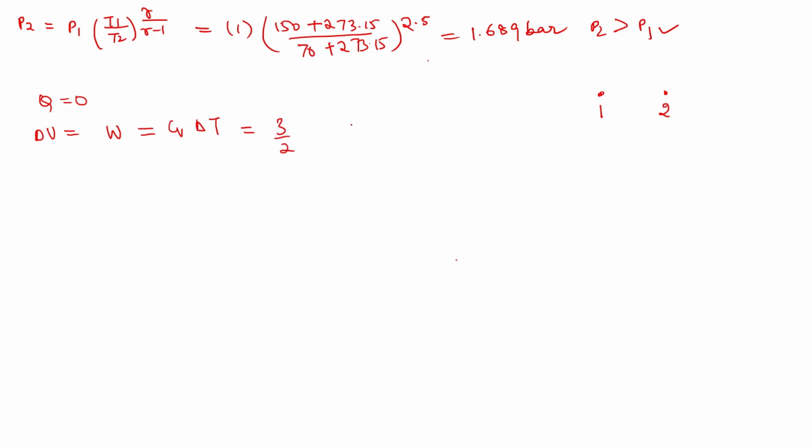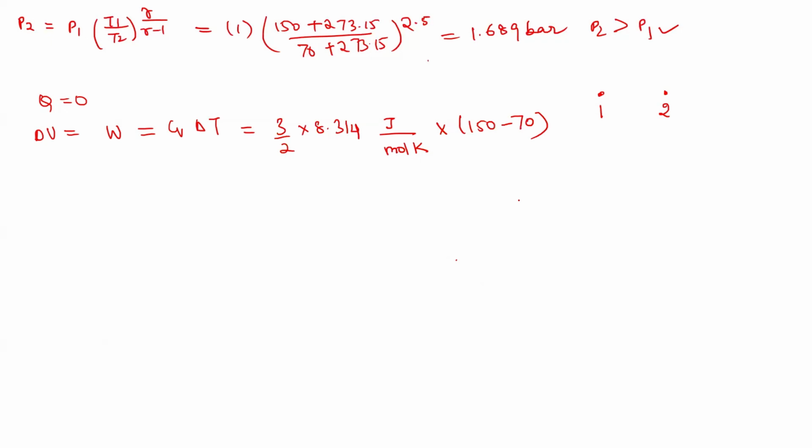This is all in joule per mole Kelvin, multiplied by the temperature difference in Kelvin, which is 150 minus 70. Here, whatever the temperature difference is in Celsius or Kelvin, it will be the same. And for Fahrenheit and Rankine, they are also linearly connected, right? So the difference will be the same.